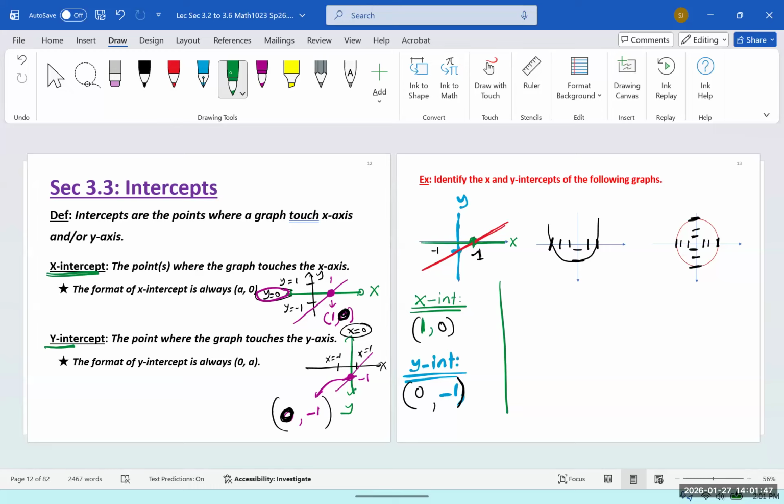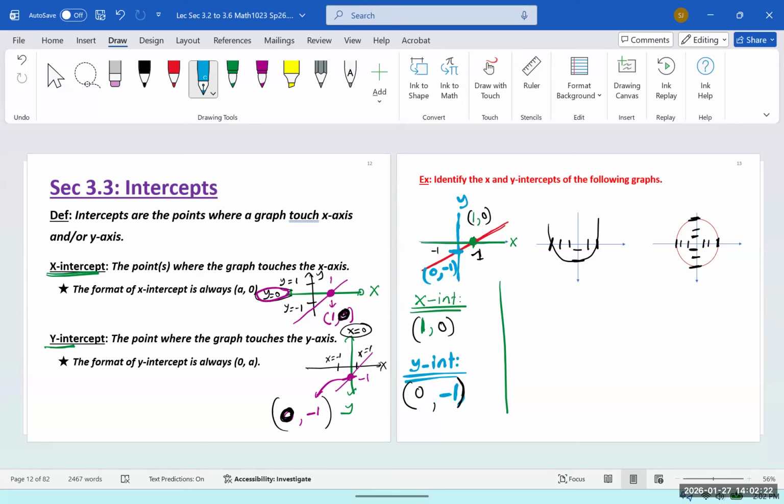But your x is 1. What's the y there? Your y is 0. At this point, your x value is 1 and your y value is 0. And then at the blue point here, your x value is 0 and y value is -1. So your y-intercept is the blue one. It's y -1. Good. Then what's the x? 0.